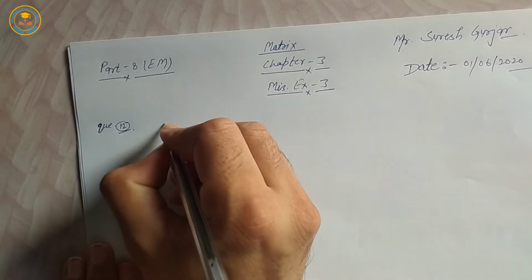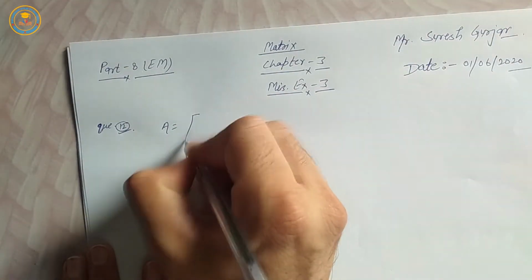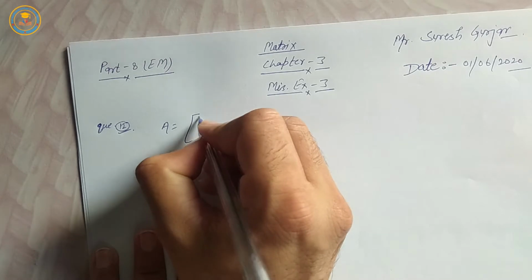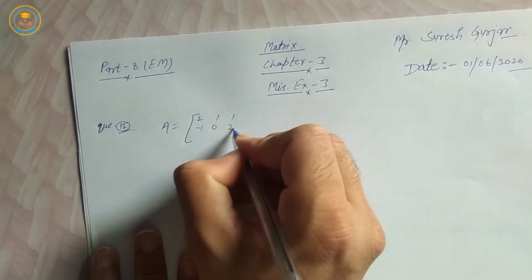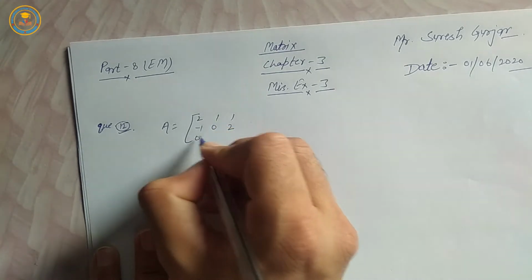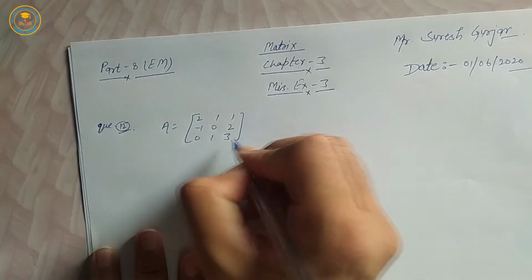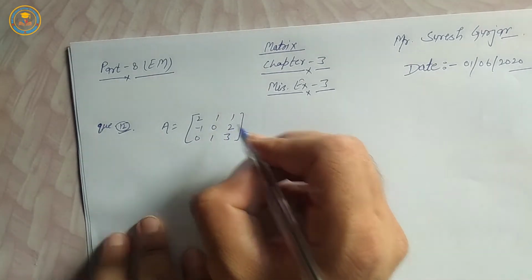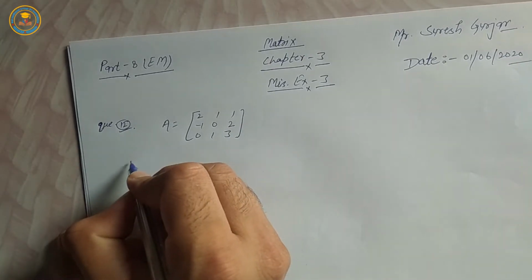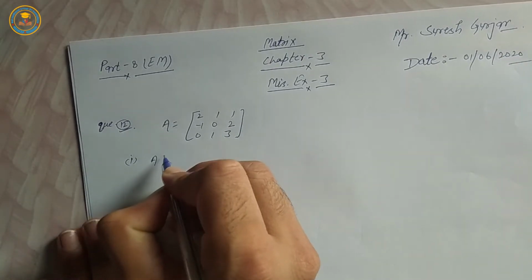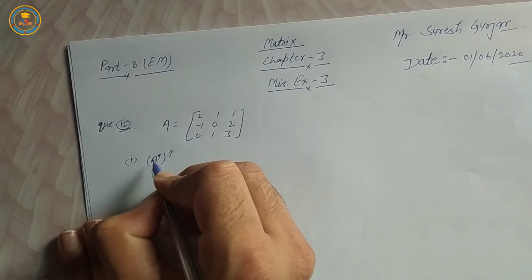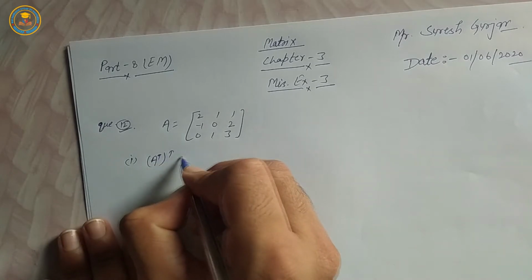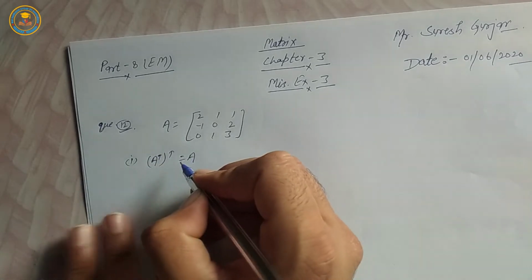If matrix A is equal to [2 1 1; -1 0 2; 0 1 3], then prove that first, the transpose of the transpose of matrix A, (A^T)^T, is equal to A.